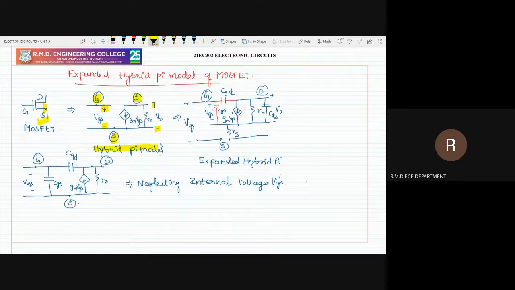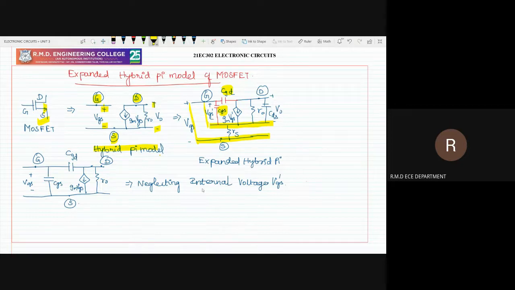This diagram is converted into the expanded hybrid pi model by adding two layers. This is your internal layer, and this is as usual your VGS layer, plus minus VGS. This internal voltage drop is called VGS dash, and this voltage drop is called VGS. Then two capacitors have to be introduced, CGS and CGD, which work similarly to C pi and C mu in the BJT.